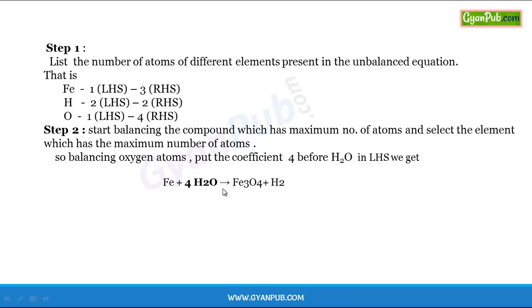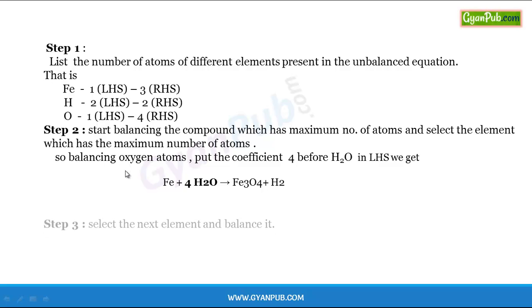So here, again listing the number of atoms, iron has one atom on the left hand side and three iron atoms on the right hand side, and 8 hydrogen atoms on the left hand side and 2 hydrogen atoms on the right hand side, and there are 4 oxygen atoms on the left hand side and 4 oxygen atoms on the right hand side. So the oxygens are balanced now.